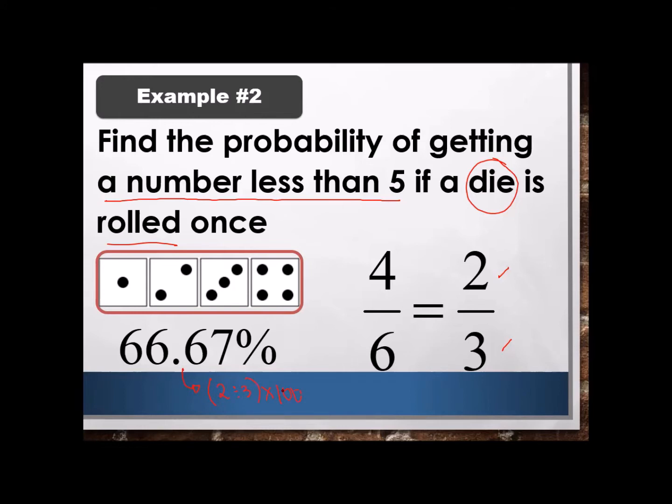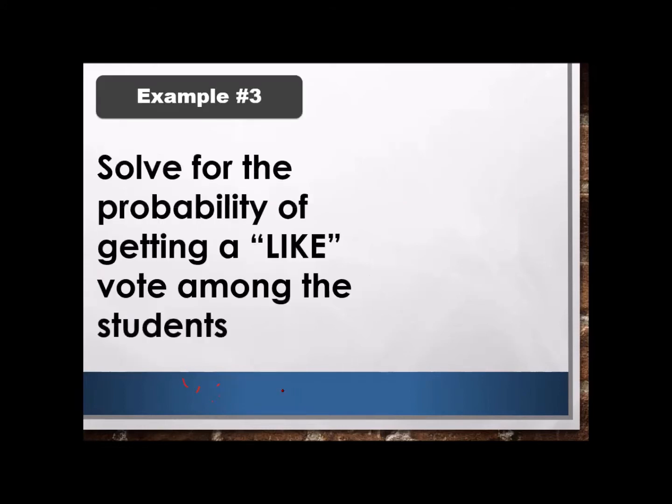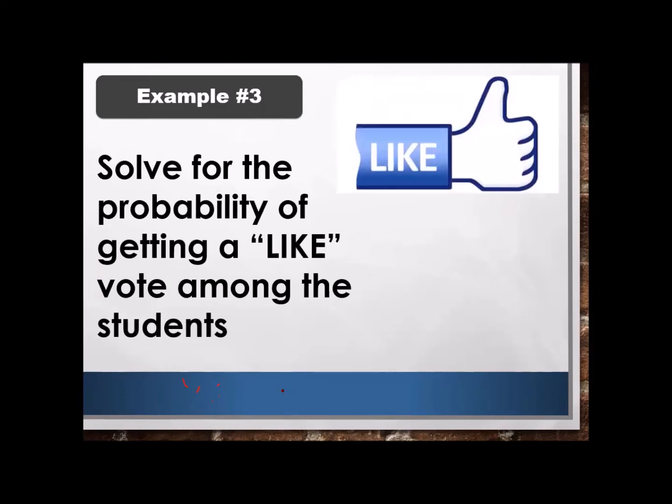Okay? Now, another example, solve for the probability of getting a like vote among the students. Katulad nga lang nabanggit natin kanina, we have two sample spaces here. We have the like and dislike. And ilan ba ang like? So we have here 1/2 or 50%.